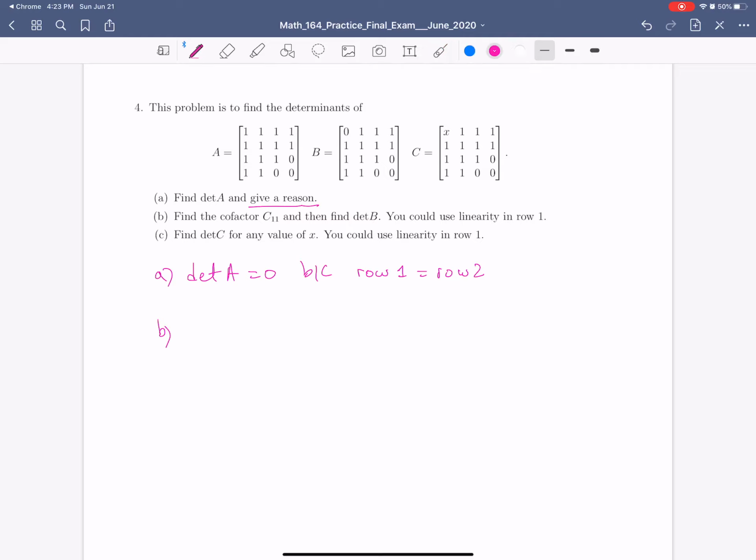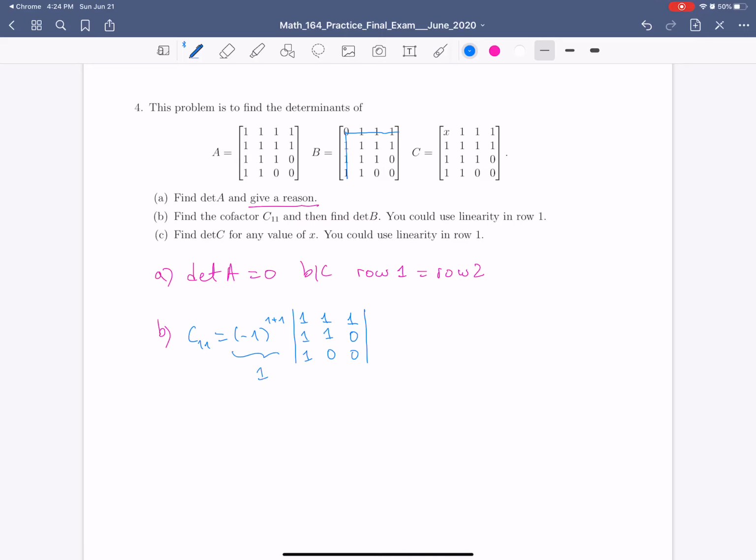What is the cofactor C11? So C11 is negative 1 to the power 1 plus 1 times the determinant that we get when we remove the first column and the first row of B. So it's a 3x3 matrix that has 1, 1, 1, 1, 1, 0, 1, 0, 0. It's clearly not 0 here. This matrix is invertible. How can I get it? Well, if I just switch row 1 and row 3, I'm going to get a lower triangular matrix and I'm good to go.